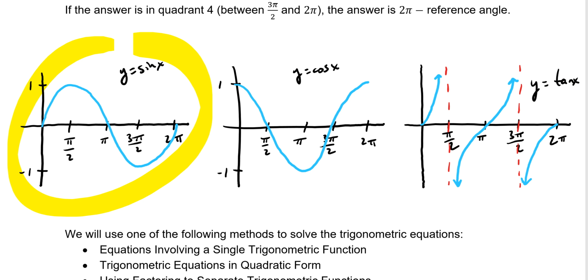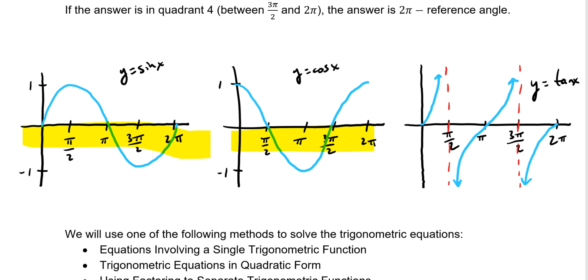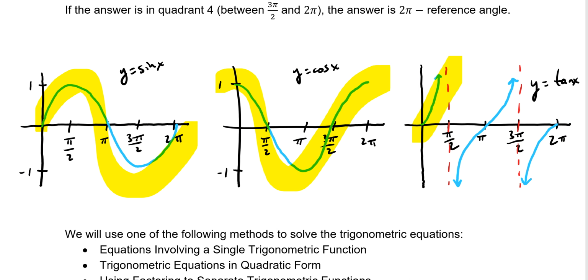So notice all of the x values are exactly the same. From 0 to 2 pi, same exact x values. We know sine looks like this, cosine looks like this, and then tangent, it's a little bit annoying, but tangent looks like this between 0 and 2 pi.